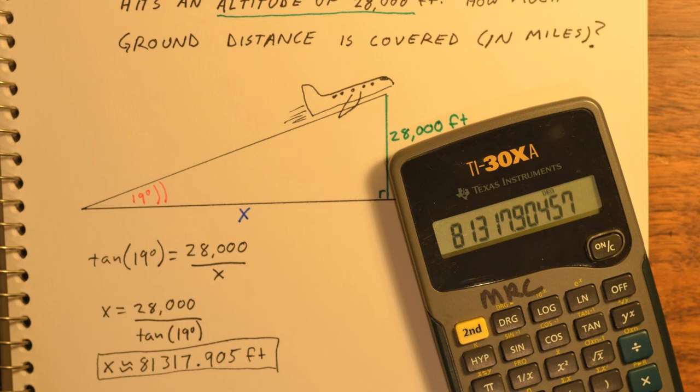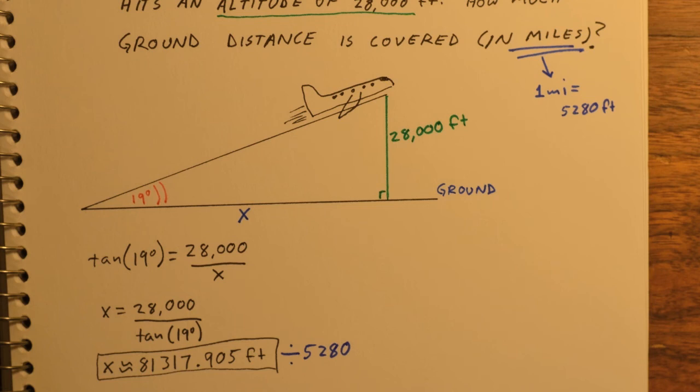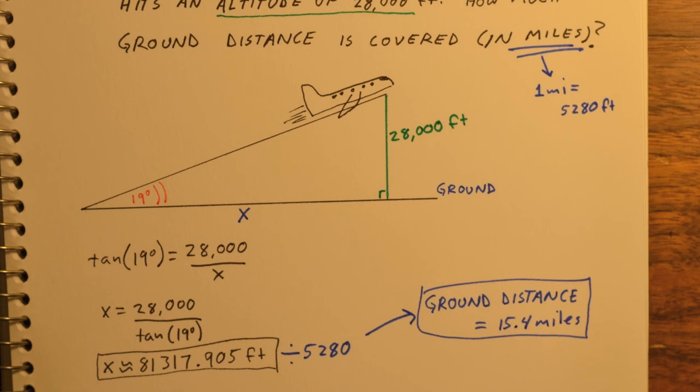However, the question asked us for ground distance covered in miles. And remember, 1 mile is 5,280 feet, so we'll take our x answer and divide by 5,280, so we get that the ground distance is about 15.4 miles.